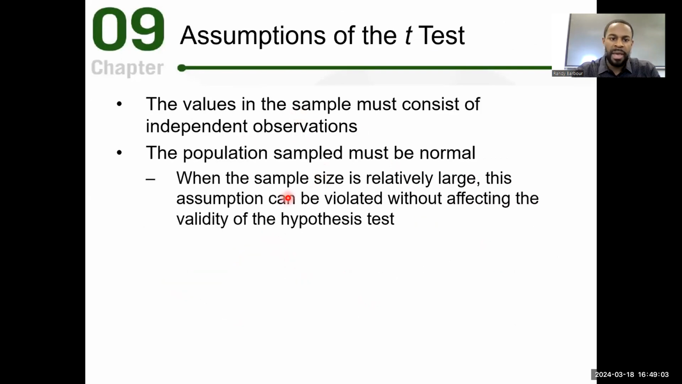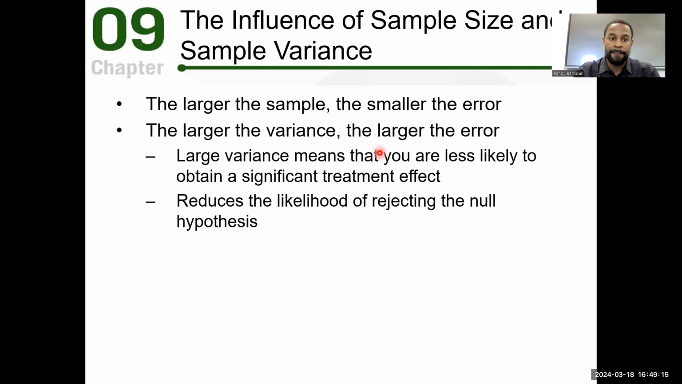So again, these are the assumptions that we made. The values in the sample must consist of independent observations, and the population sample must be normal. We talked about this the week before spring break. The larger the sample, the smaller the error, and the greater the likelihood that you're going to reject your null hypothesis.